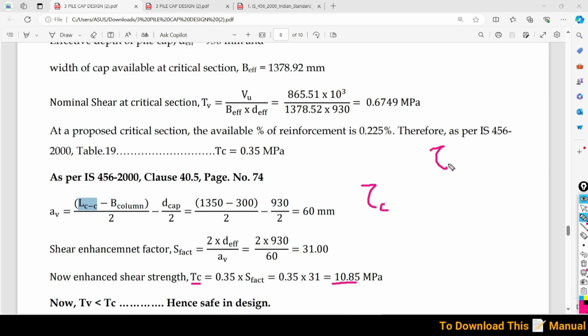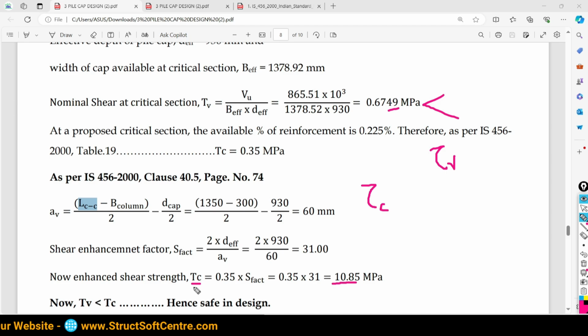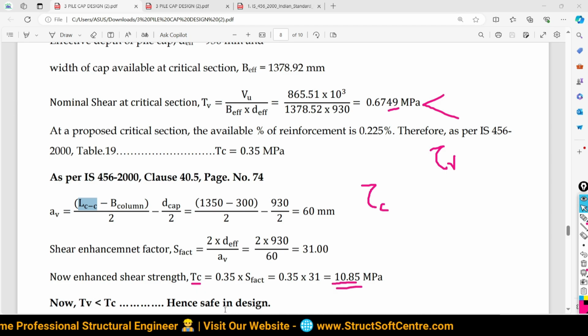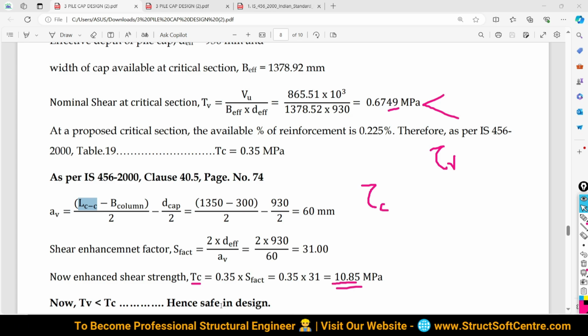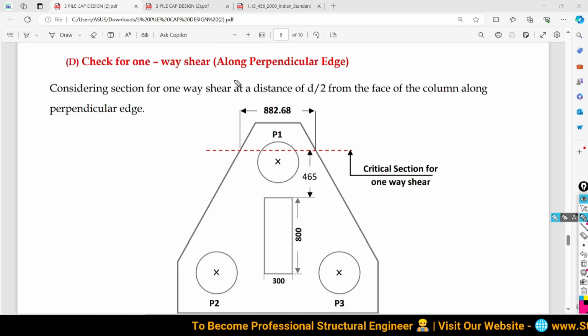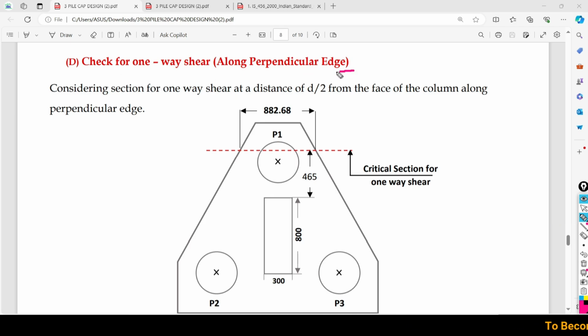Now your nominal shear is 0.6749. It is the nominal shear. It is less than your critical capacity. Now we can say that our design is safe under the one-way shear check along the parallel direction. After checking the one-way shear along the parallel direction, next we are going to do the check for one-way shear along the perpendicular direction, or we can say the perpendicular edge.